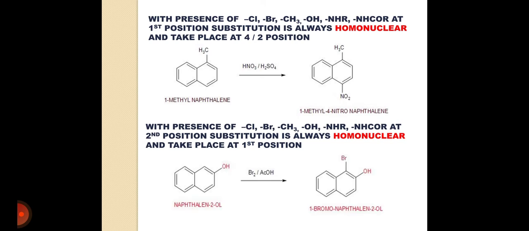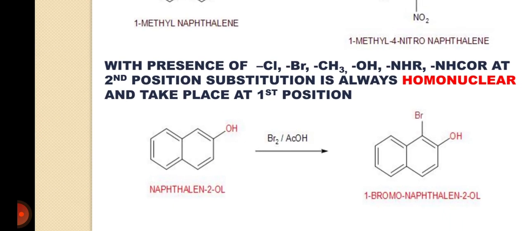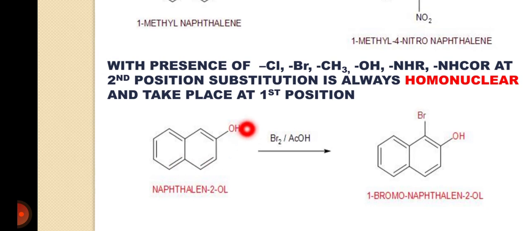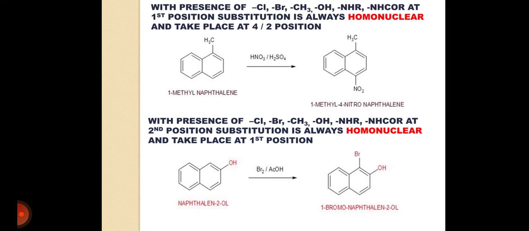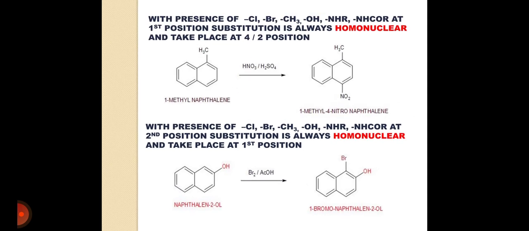Let's see the example. When we react naphthalene 2-ol with bromine in presence of acetic acid, the bromonium ion, that is the electrophile, gets attached on the position number 1, and thus we obtained 1-bromo-naphthalene 2-ol. Let's see the next condition.